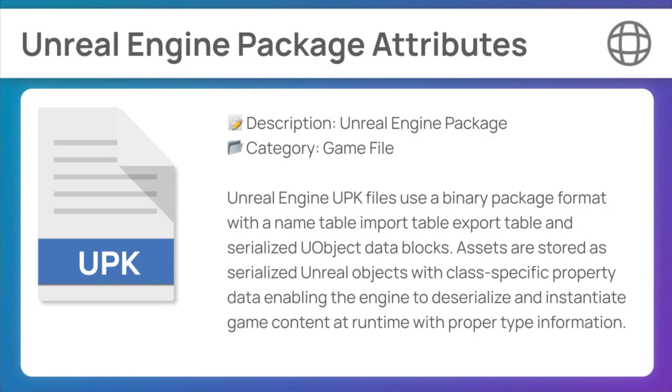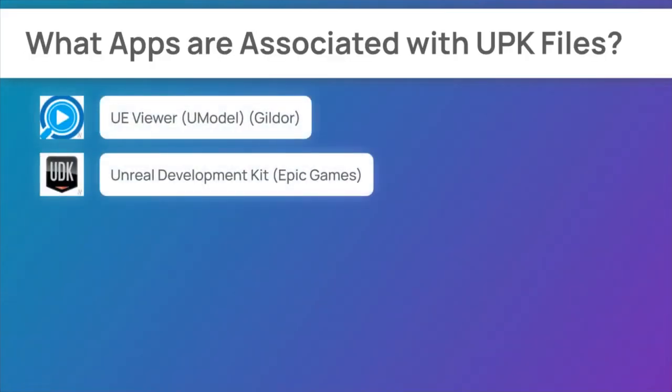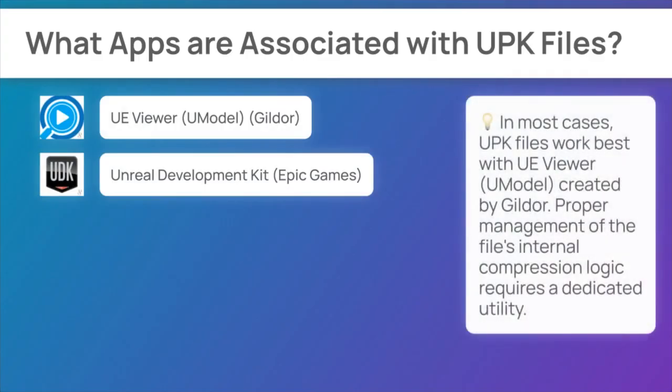Assets are stored as serialized Unreal objects with class-specific property data, enabling the engine to deserialize and instantiate game content at runtime with proper type information. The native handler for UPK files is usually UEViewer, UModel from Gildor. The file must be mounted or accessed using specialized file system emulation software. Windows cannot interpret most of this content, so dedicated game tools or the game itself are required.